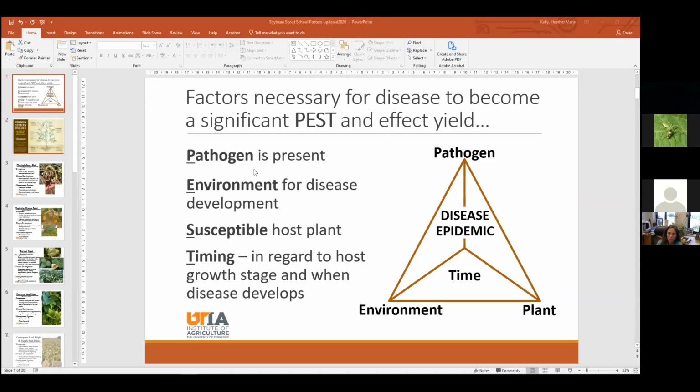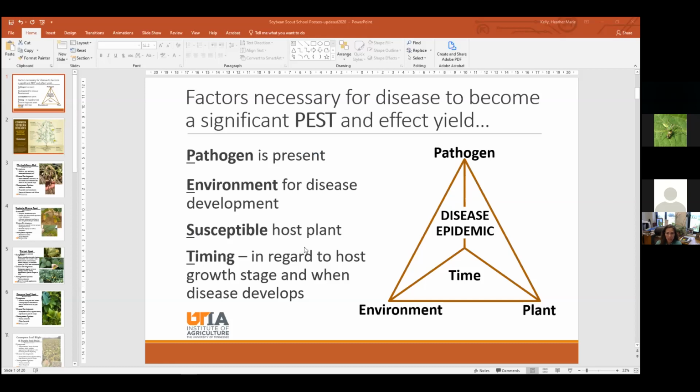So the pathogen has to be present. That's why it's important to identify what you actually have from year to year and keep notes on that. Because some of that can indicate whether that field is always going to have that pathogen. And so that would be one of the factors right there. The next thing is the environment. You have to have the right environment for the disease to develop. You have to have a susceptible host.